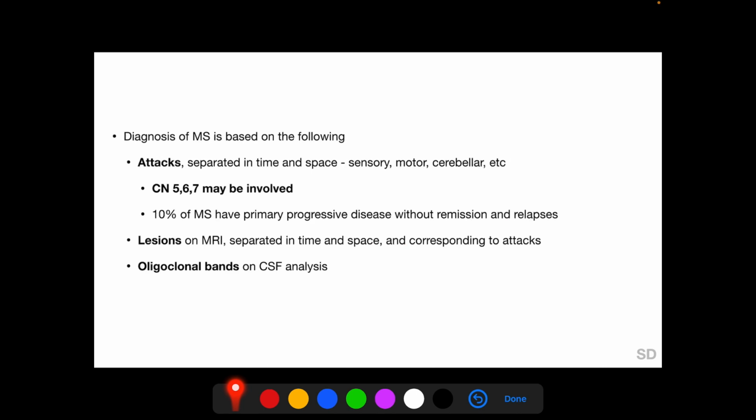Diagnosis of MS is based on the following. We have clinical attacks and we have lesions on MRI, and these are both separated in time and space. That means they are remitting and relapsing.